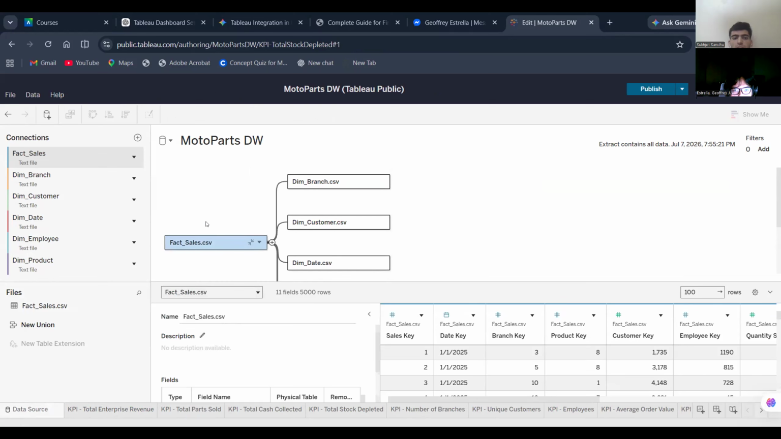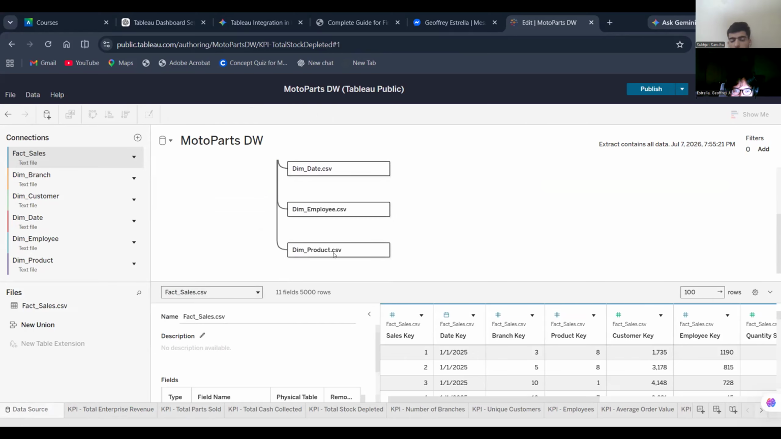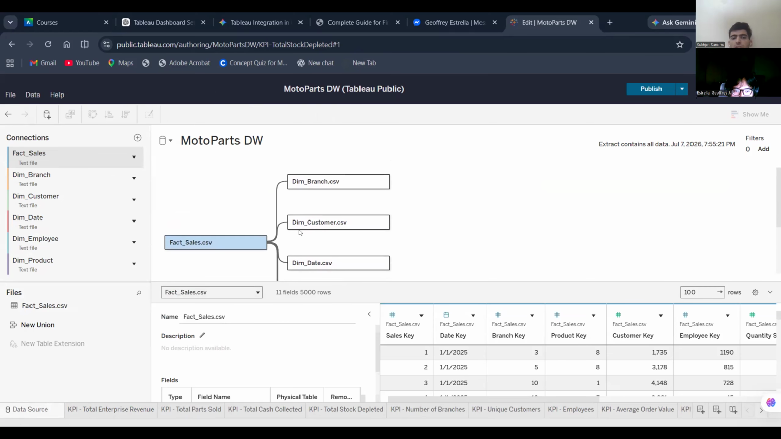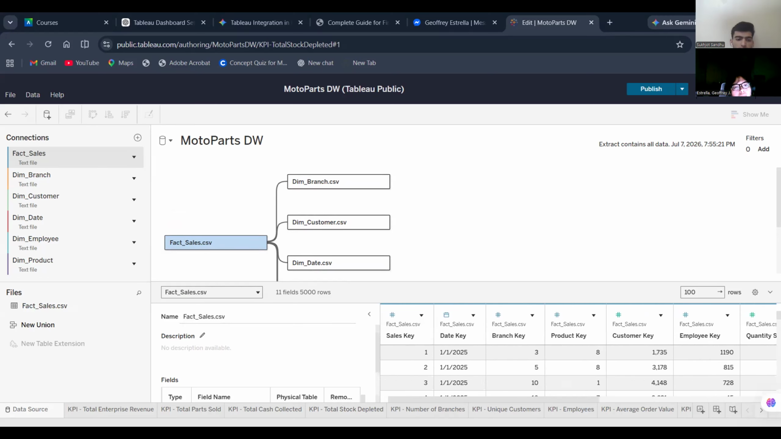So the main table is the fact sales CSV, and these are the branches. It's the name, product, employee, date, customer, and branch. So all of these are connected to the fact sales, and this is the updated version of the table.